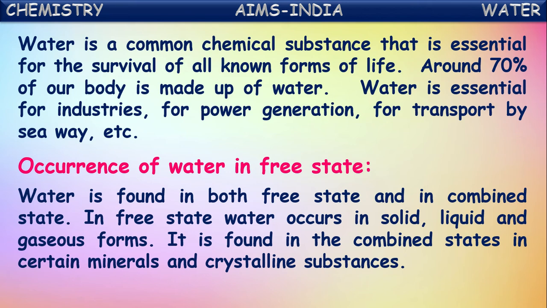In the free state, water exists in three different physical states: solid, liquid, and gas. Where does it exist in solid form? Do you know? Water exists in the solid form in glaciers, isn't it? In the liquid form, on the earth's surface, it exists largely in the form of oceans, rivers, and lakes. And in the gaseous form, it is available in the atmosphere in the vapor form, that is called moisture, humidity. In this way, water is available in the free state in three physical states: solid, liquid, and gaseous forms.